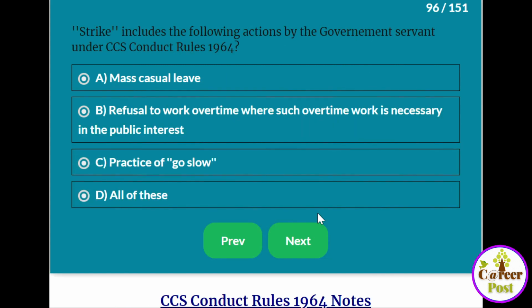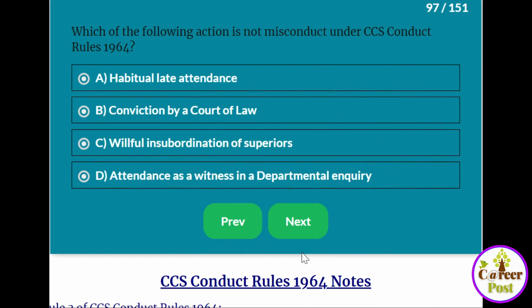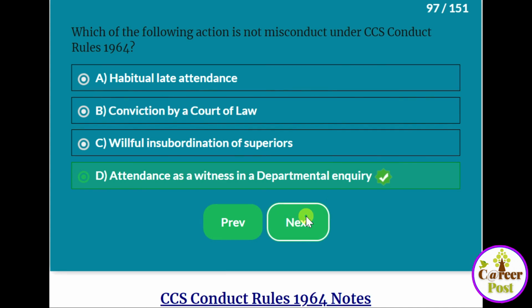Strike includes the following actions by a government servant under CCS conduct rules: mass casual leave, refusal to work overtime where such overtime work is necessary in the public interest, practice of go slow, all of these. It is all of these. Which of the following actions is not misconduct under CCS conduct rules? Habitual late attendance, conviction by a court of law, willful insubordination of superiors, attendance as witness in departmental inquiry. It is attendance as witness in departmental inquiry.